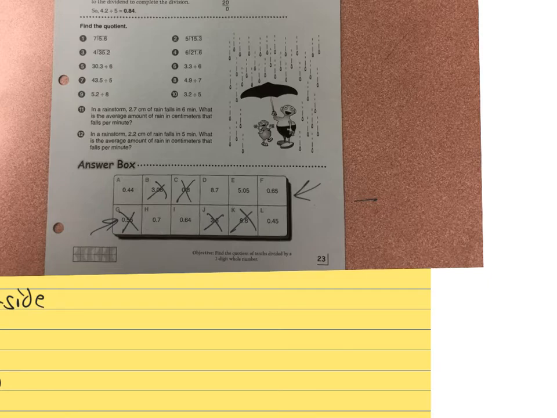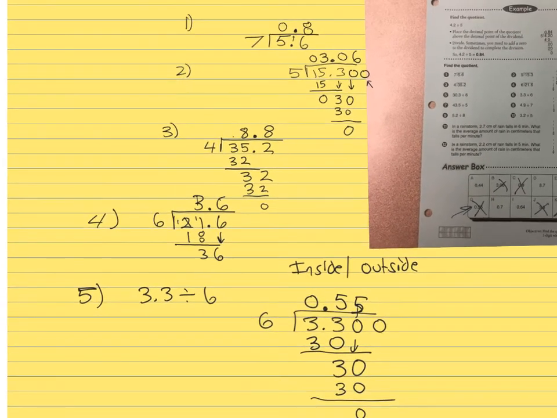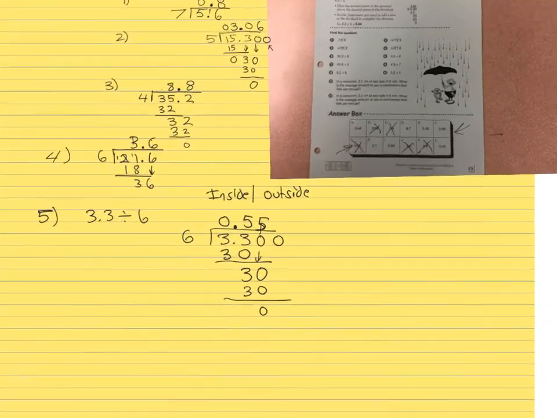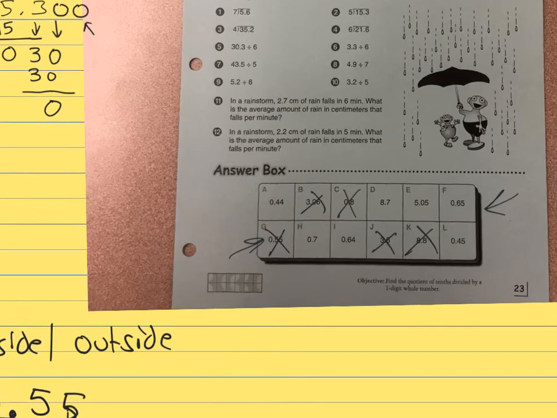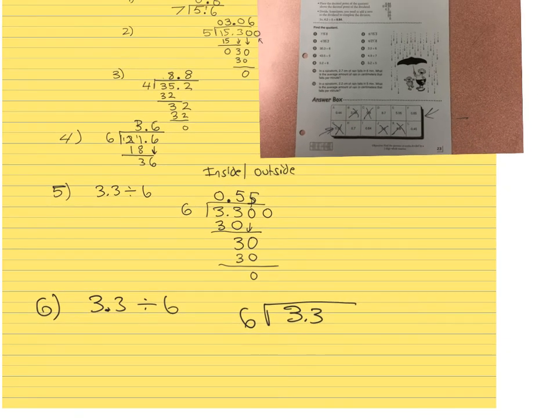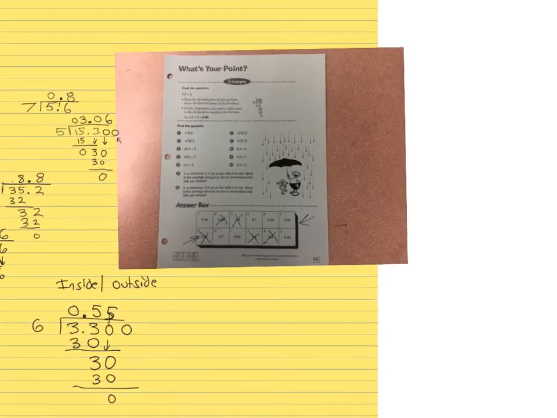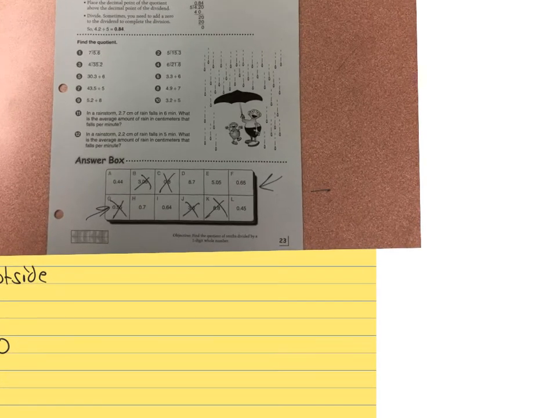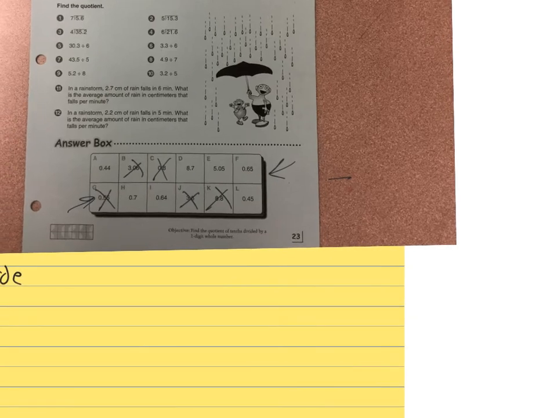Got nervous for a second. If I don't get an answer, first thing I'm going to check is did I write it down right? Because a lot of times we don't. That's like when the lawnmower won't start. First thing you do is check if there's gas. 3.3 divided by 6. All right, inside, outside, which one goes in? Well, 3.3. That goes inside. 6 goes outside. Okay. All right. Didn't we just do this one? Oh, man. Did we just do this one? We did. I'm sorry. We didn't do number 5.